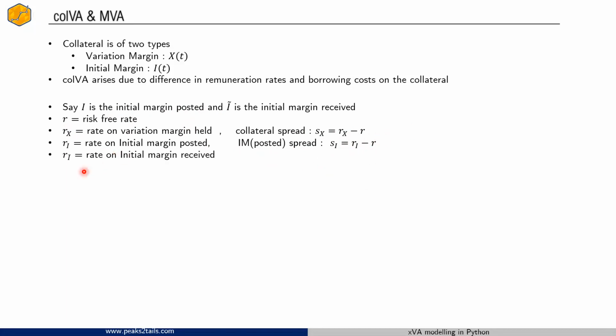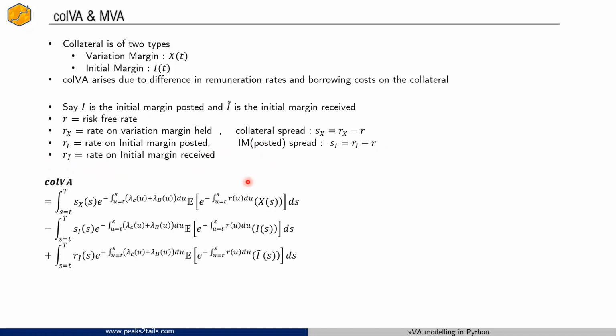And our I tilde is the rate on the initial margin received. So let's look at the equation. Don't get intimidated by this. There are three things. One is the variation margin that you have. On that, there is a spread component, which is this, that reflects the amount you earn and the borrowing cost. That differential goes here. Then you have the initial margin posted.